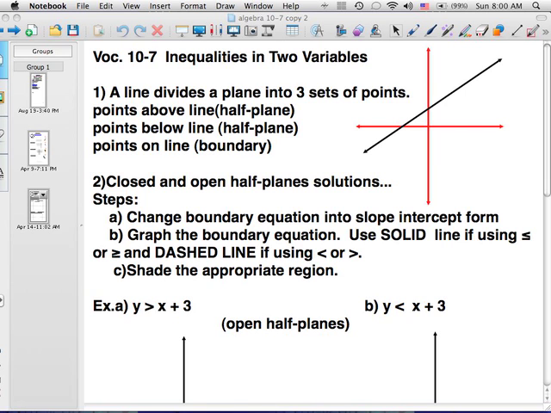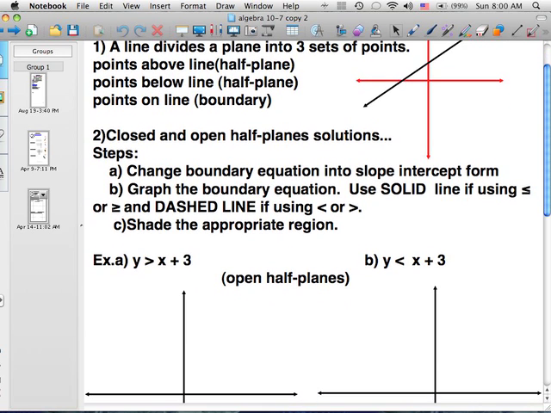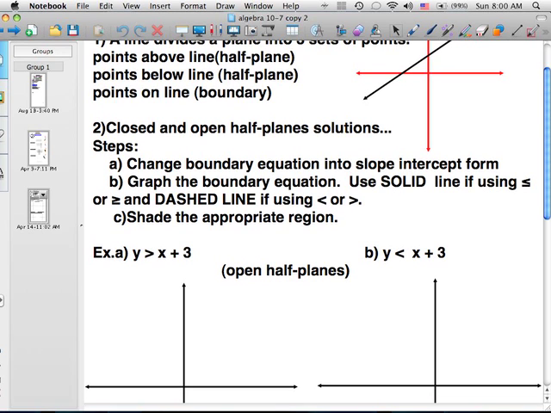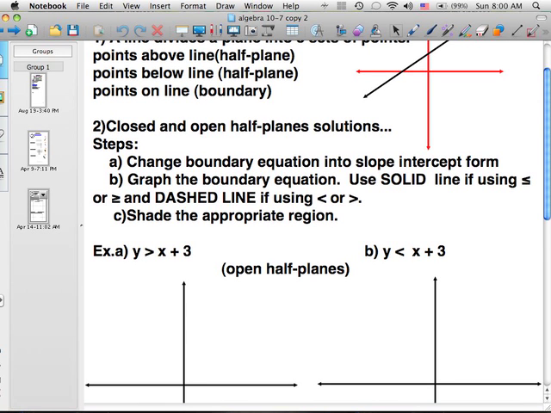So if we have closed and open half-plane solutions, what we're going to do to all these inequalities is make sure we change the boundary equation into slope-intercept form. Graph the boundary equation. We will use a solid line if the inequality is less than or equal to or greater than or equal to, because that will include the line. We'll use a dashed line if it's less than or greater than, because the line is not included. And then we're going to shade the appropriate region.